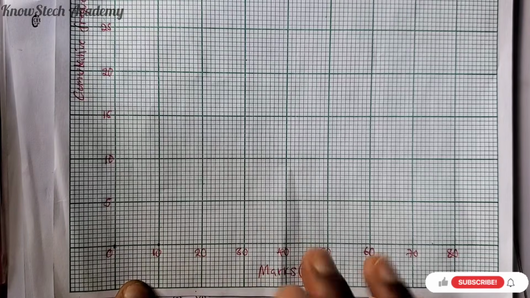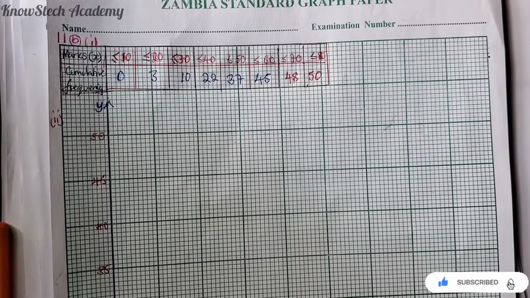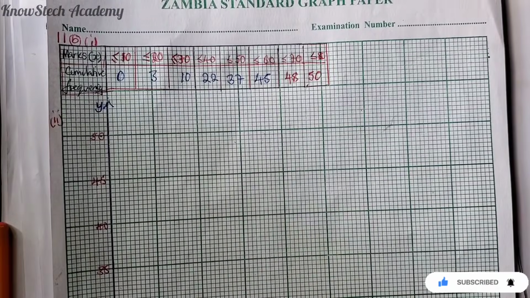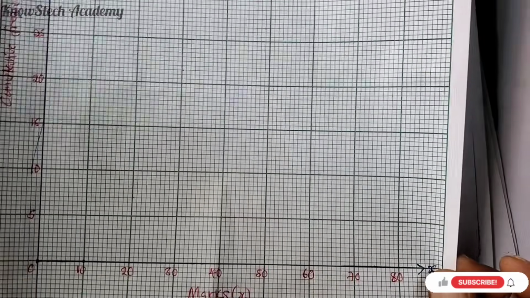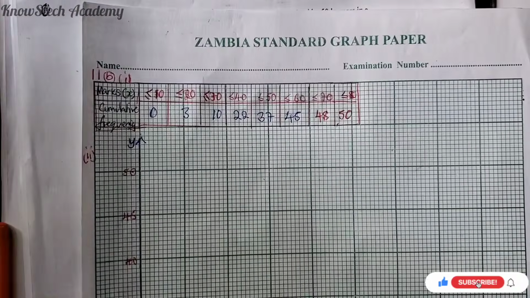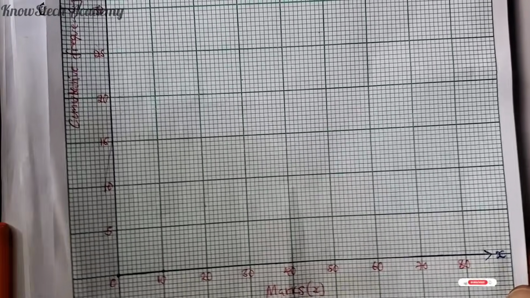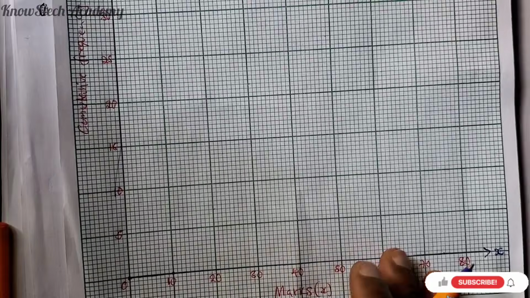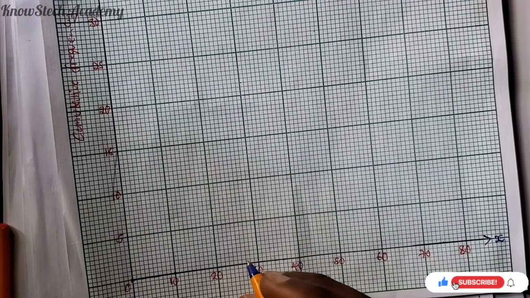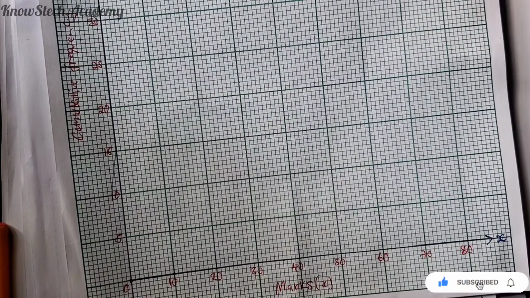Y is 0 here. Oh, by the way, let's draw the x and y axes first. Okay, so this is how it looks when you draw the x and y axes. Now let's continue plotting. The first one was 10, 0. Next is 20, 3. Okay, 20, 3. So 20 is here. Then what is 3?